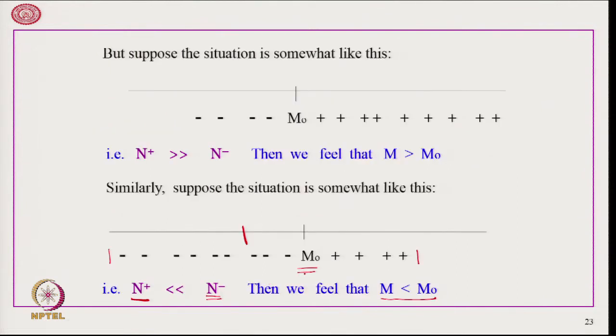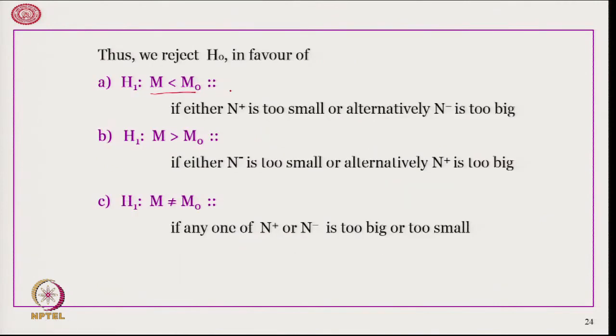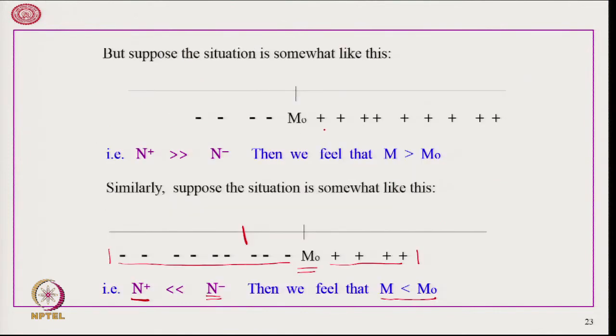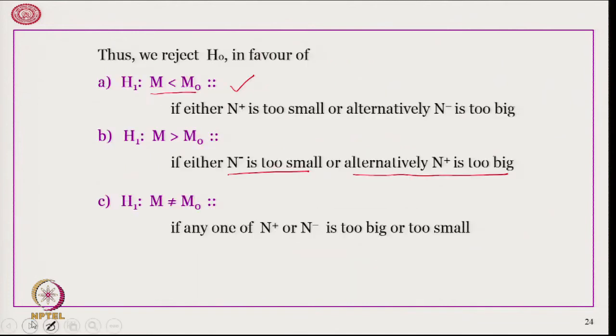For this example, if n plus is too small, then it is more likely that m is less than m naught. In other words, if n minus is too big, then we would expect m to be less than m naught, and therefore we would reject the null hypothesis in favor of m less than m naught. In a similar way, if n minus is too small or n plus is too big, then we would think that m is greater than m naught. So if the observed statistic is such that n plus is too big or n minus is too small, we would expect that m is greater than m naught.